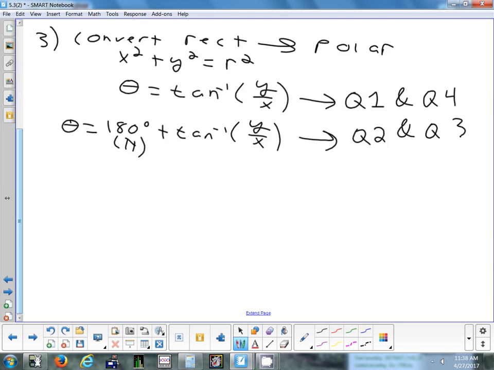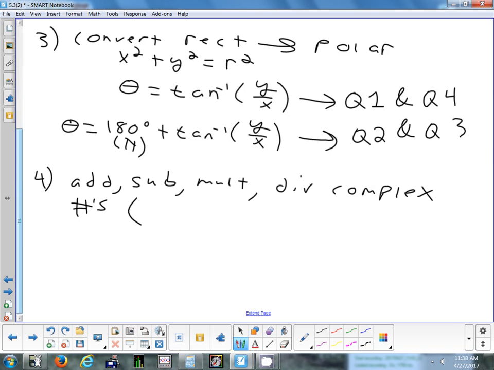Okay, the next thing is know how to add, subtract, multiply, and divide complex numbers. And for this one, you can do it the old way, so in rectangular. So that's when you have a number written like 2 plus 3i. That's not the r cosine theta. That's polar. Okay, so adding and subtracting we did on, I think, Tuesday, and then multiplying and dividing, we did those yesterday.